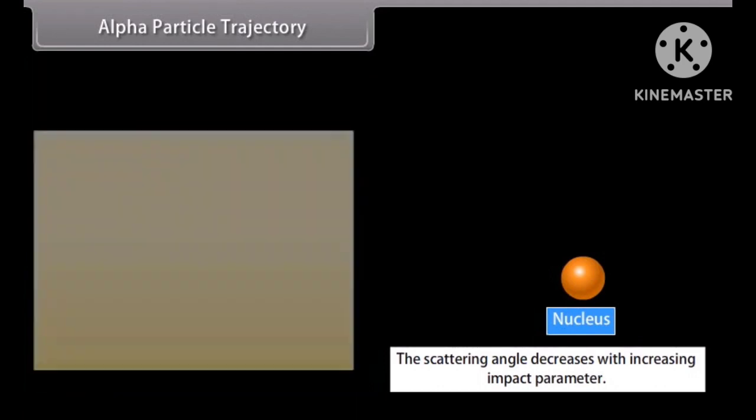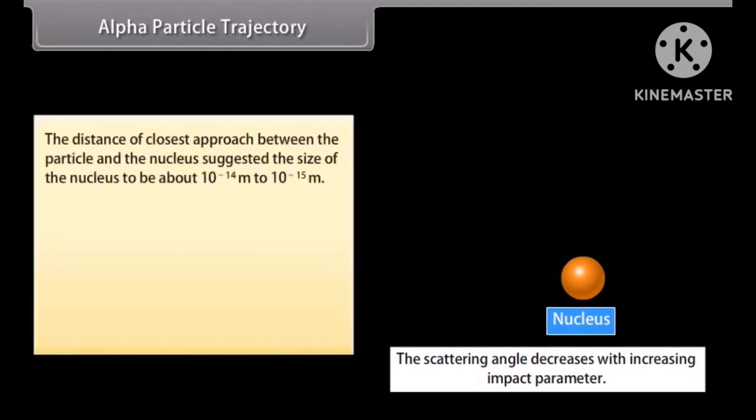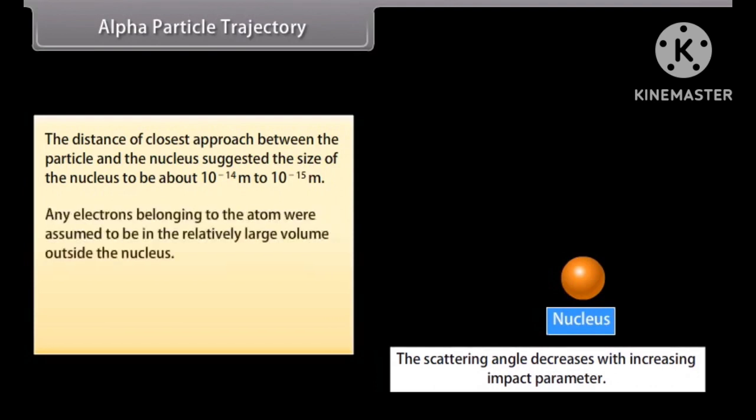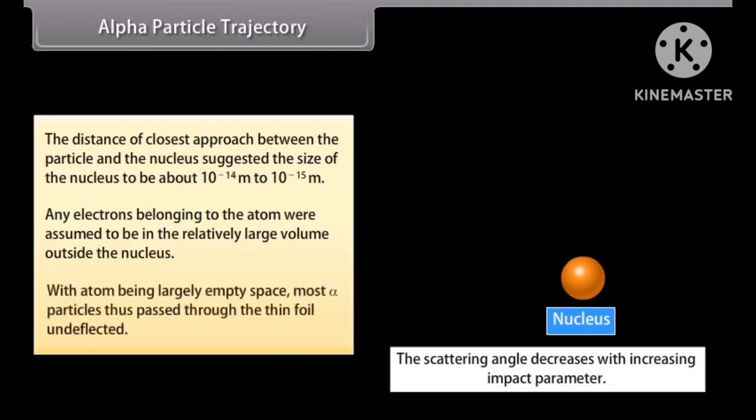The distance of closest approach between the particle and the nucleus suggested the size of the nucleus to be about 10^-14 meter to 10^-15 meter. Any electrons belonging to the atom were assumed to be in the relatively uncharged volume outside the nucleus. With the atom being largely empty space, most alpha particles thus passed through the thin foil undeflected.